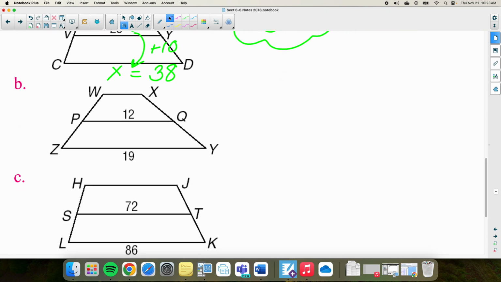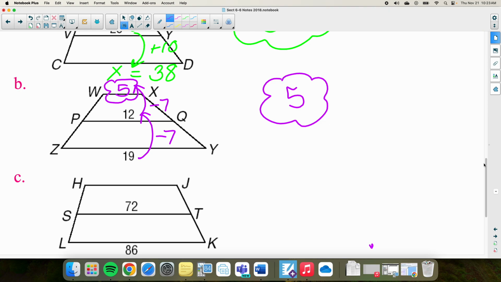So if I'm doing this one, I start here. And you're either gonna add or subtract from 19 to get to 12. What do you have to do? You have to subtract 7. So 19 minus 7 is 12. So then you would take that 12 and subtract 7 from there. 12 minus 7 is 5. So that would be our answer.